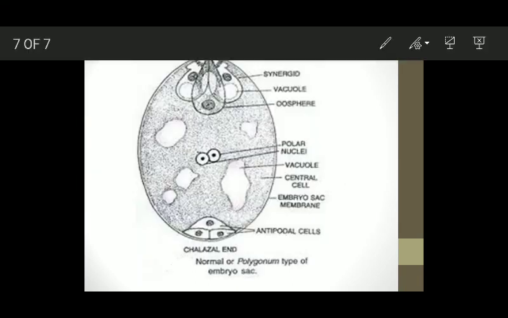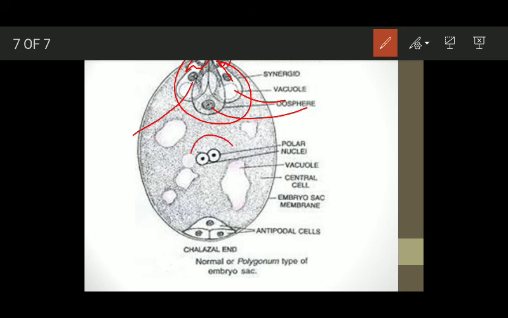Here you can see the final organization of the female embryo sac. This is the egg apparatus. It is constituted of a single oosphere in the middle and 2 lateral synergids. These lateral synergids have the filiform apparatus at their upper wall. The filiform apparatus attracts and guides the movement of the pollen tube.